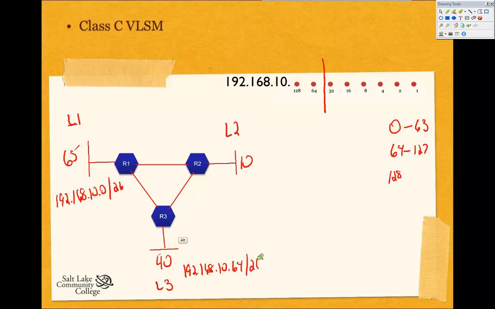192.168.10.64 with a /26. Now here's the thing. These are gone. We've assigned them. This block went to LAN 1, this block went to LAN 3. Now we're on to LAN 2, and we only need 10 users. So 2, 4, 8, 16.